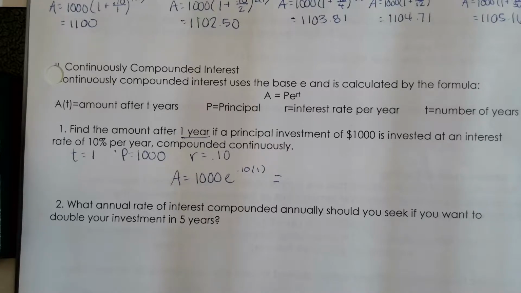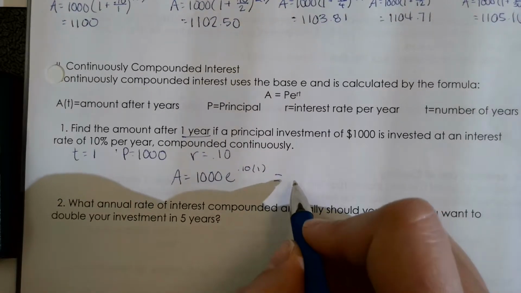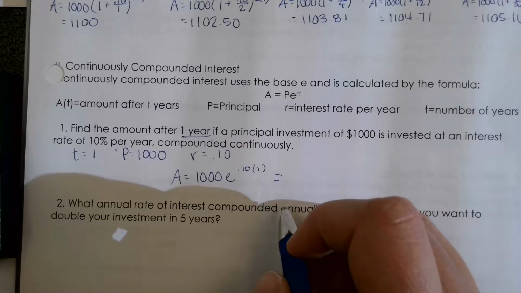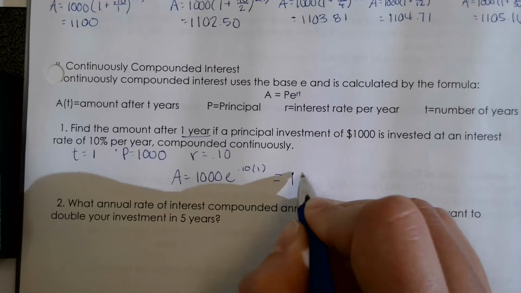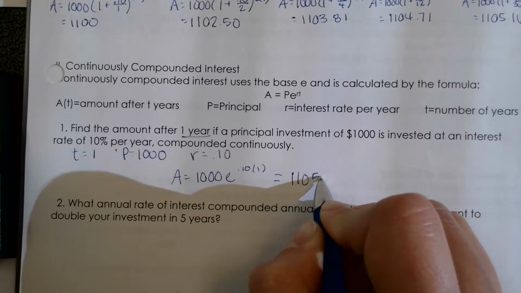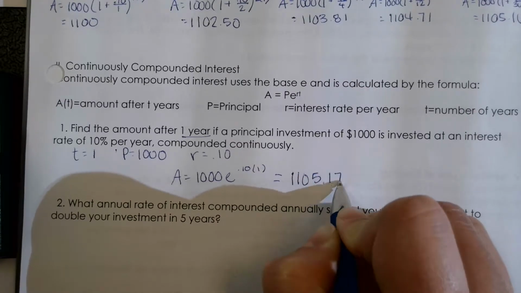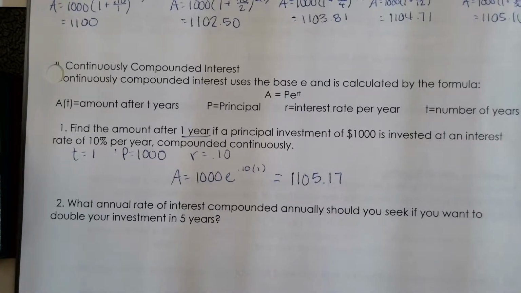And what do we get? I got 1,105.17. What y'all got? Okay, cool. So that's that one.